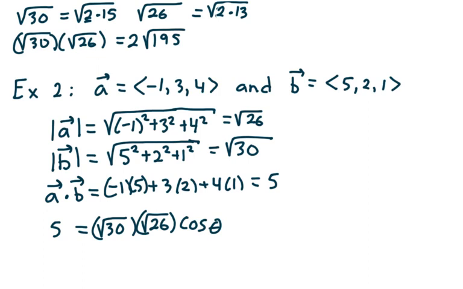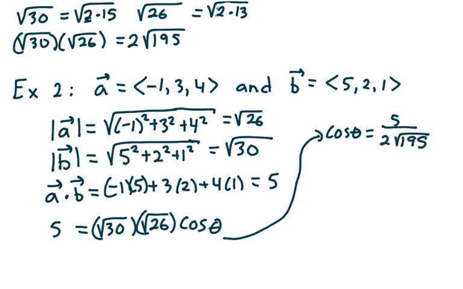And so if I come up here, we get cosine of theta is 5 over 2 times the square root of 195. And so theta is the inverse cosine of 5 divided by 2 square root of 195. And again, I will leave it for you all to put that in your calculator to get a degree measure. And that's example 2.